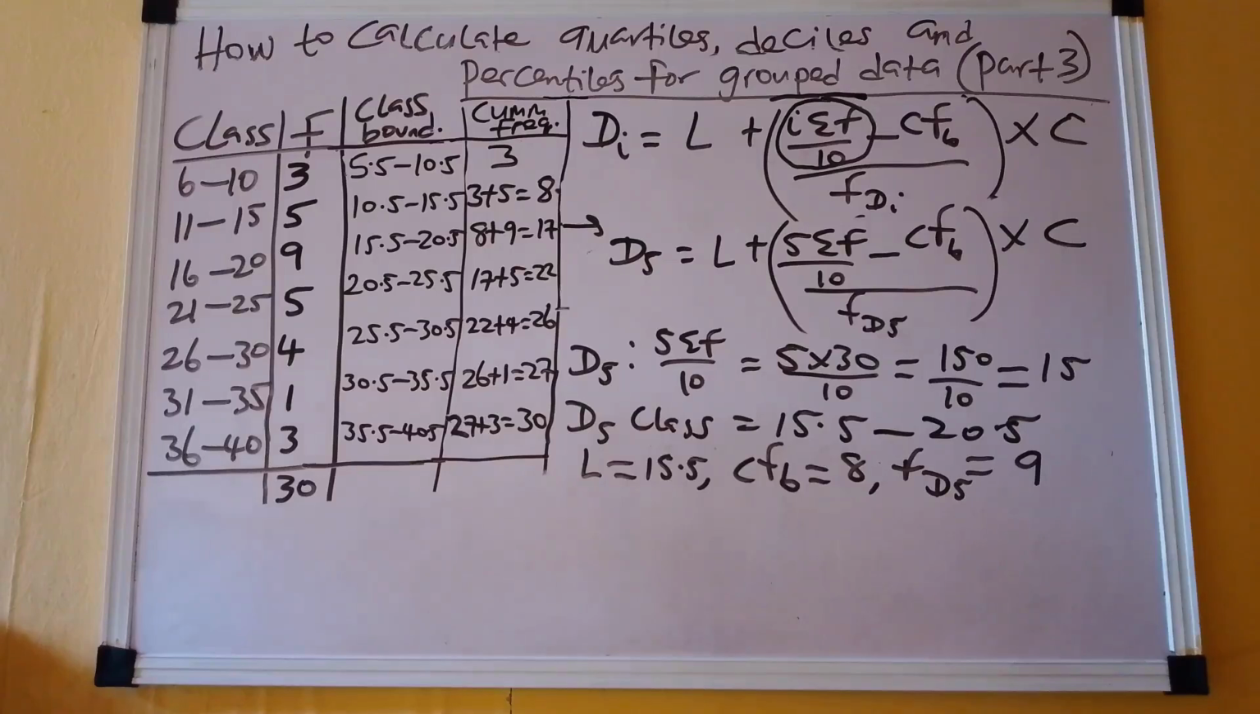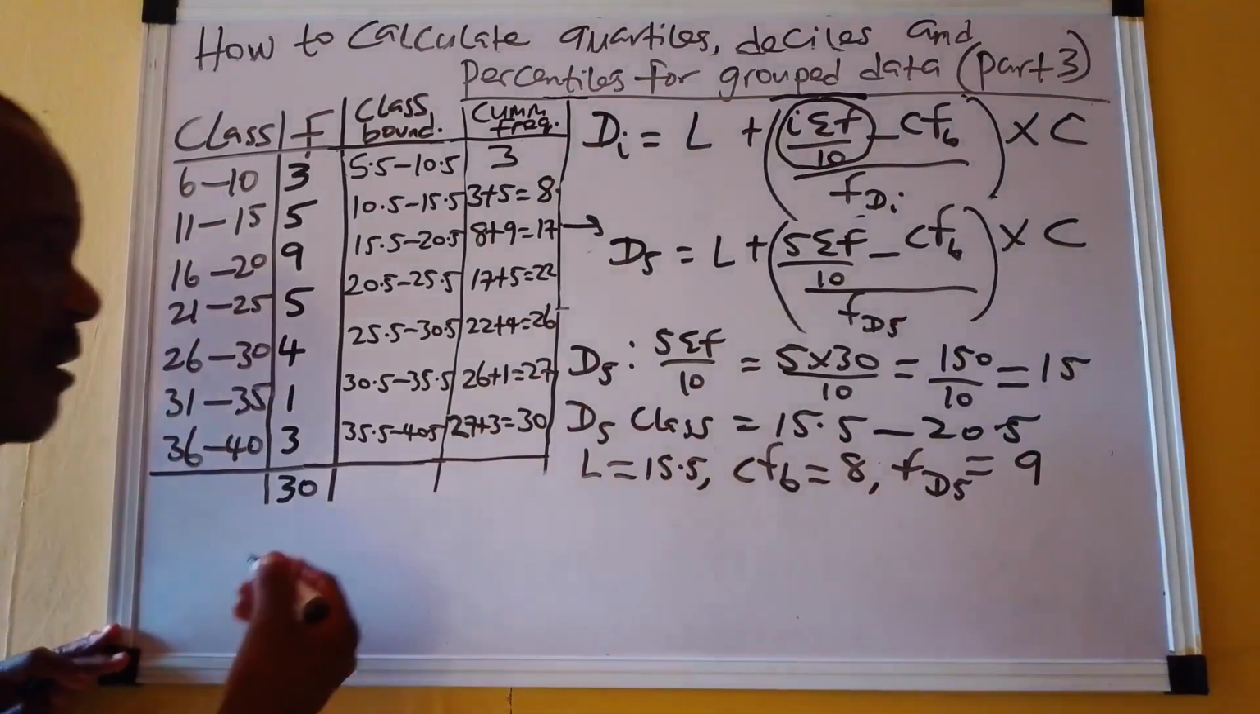So we can go ahead and calculate our D5. And again, our D5 is also equal to the Q2, the second quartile, and it's also equal to the median, and it's also equal to the 50th percentile. We proved this using our ungrouped data. You can also go ahead and prove that using this.